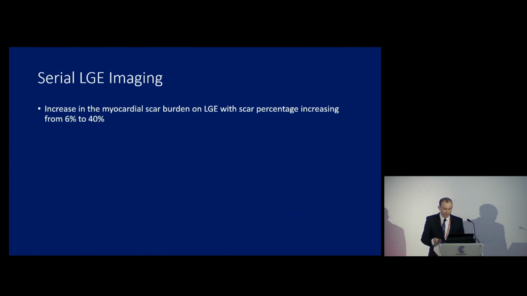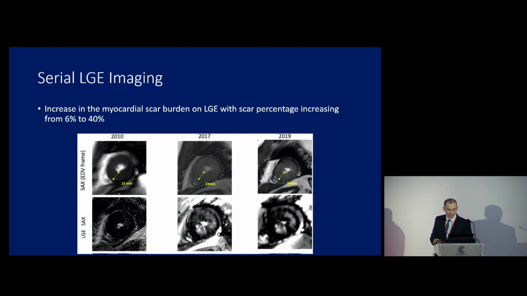We also saw a significant increase in his myocardial scar burden on late gadolinium enhanced imaging, which increased from 6% in 2010 to 40% of his myocardium in 2019. And this was despite relatively modest increases in his apical LV maximal wall thickness.